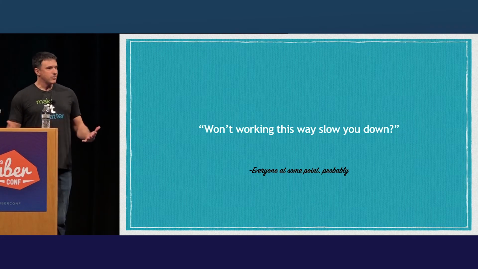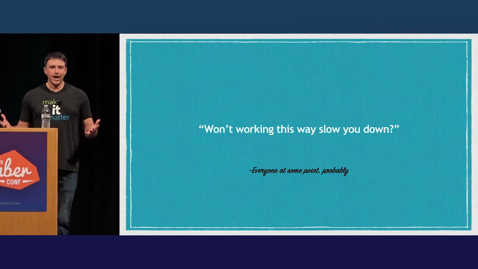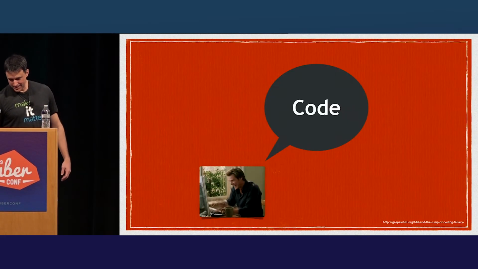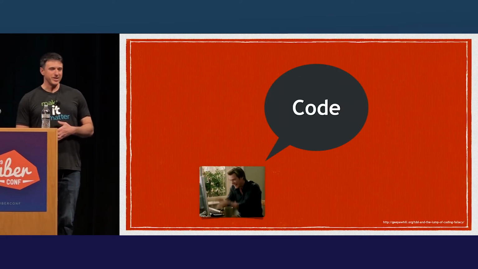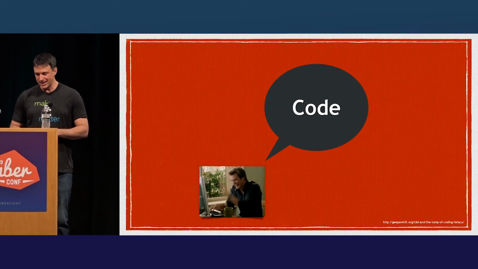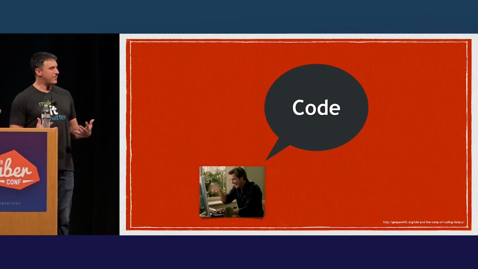So what a lot of people say about test-driven development is, isn't this going to slow me way down? I mean, I've said it. You may have said it. There's this guy named G. Paul Hill, one of the original extreme programming types and a big TDD advocate, and he talks about the lump of code fallacy.